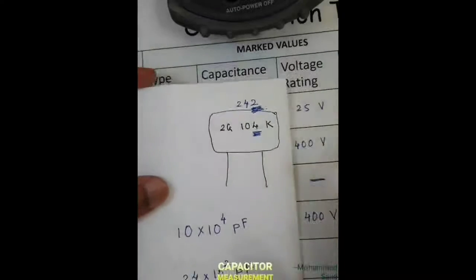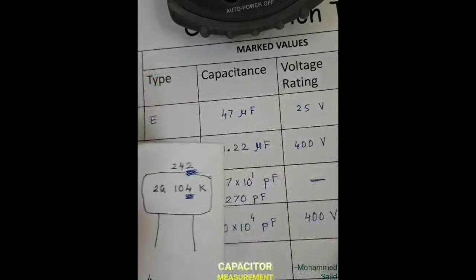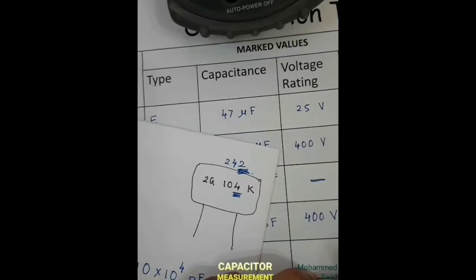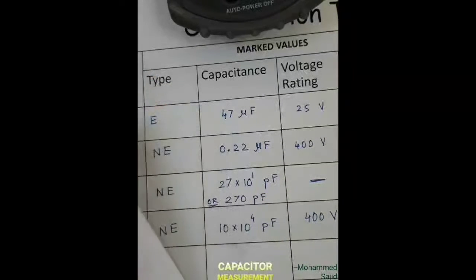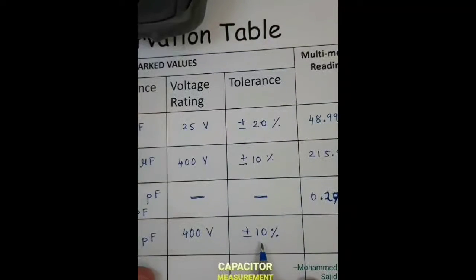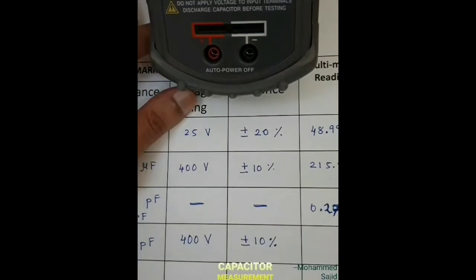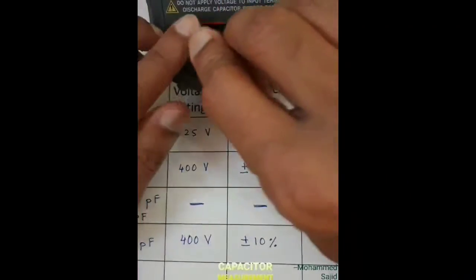Also, this K, all of you know now. K is for tolerance, and if it is K, tolerance is plus or minus 10%. If it is J, tolerance is plus or minus 5%. Now, okay, we have written tolerance here. Now we will measure capacitance. Just insert this here and measure. It will give you the value.